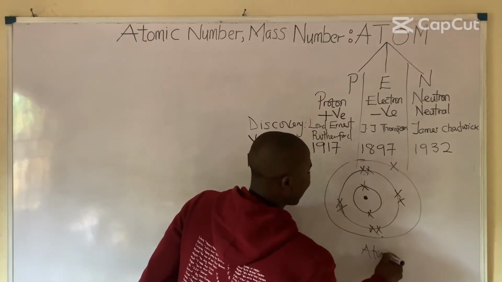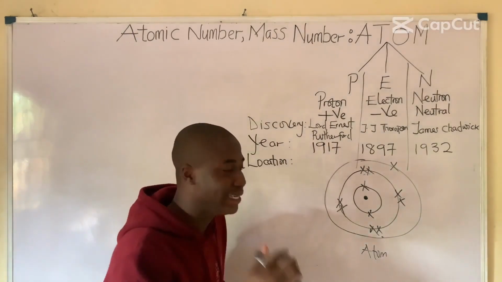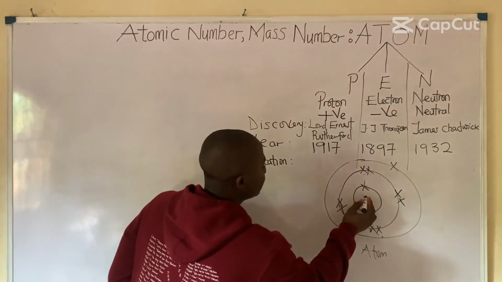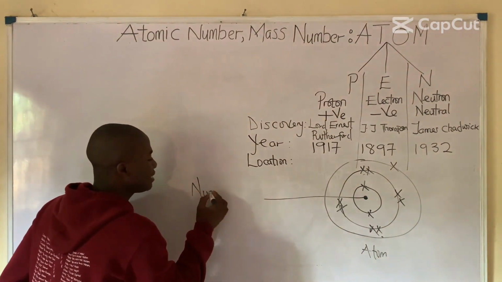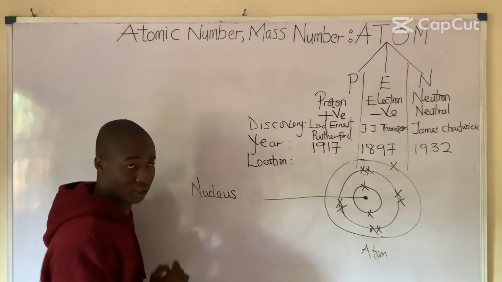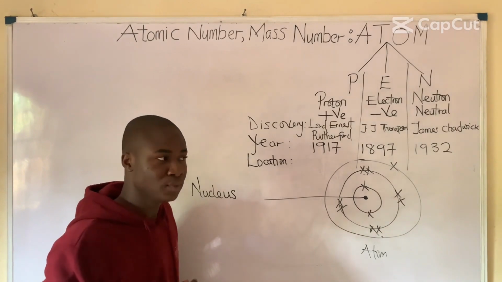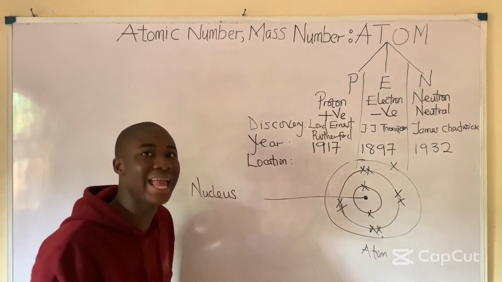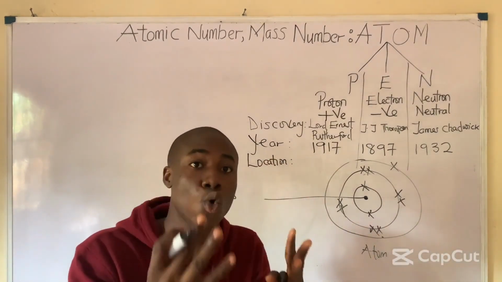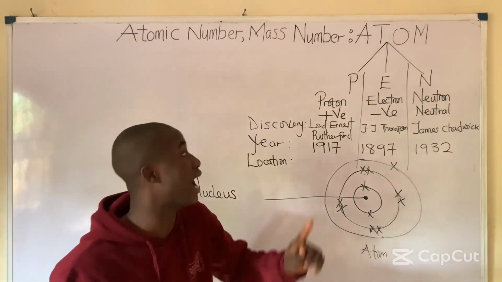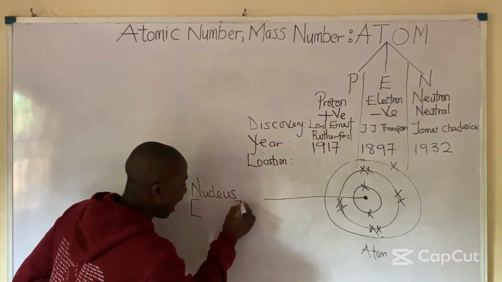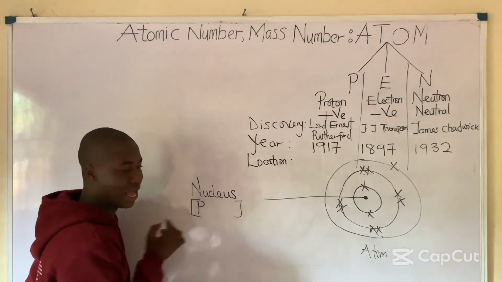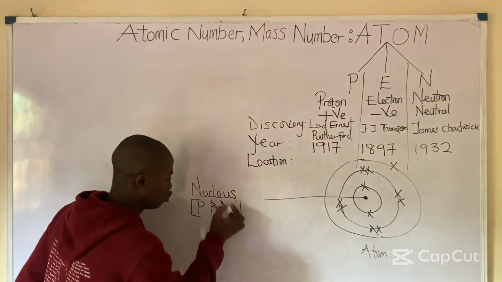So this is an atom. And remember, what did I say? I said that there is a structure in an atom that is centrally located, and it is simply called the nucleus. This must be noted. Now, this nucleus contains two important subatomic particles out of the three mentioned. And what are they? They are protons and neutrons.